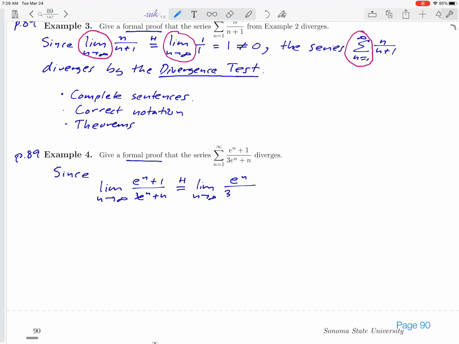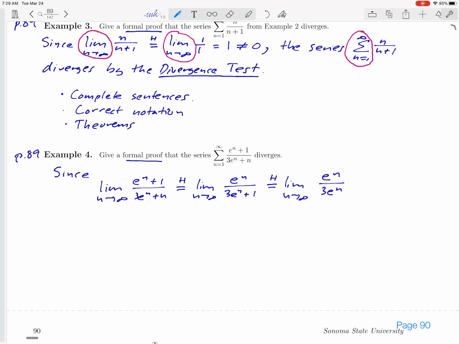So if we take the derivative on the top and the bottom, we're going to get e to the n in the top and 3e to the n plus 1 in the bottom. Notice that this new limit that we've got is still infinity over infinity. The top and the bottom are both going to infinity. So we can use L'Hopital's rule again.